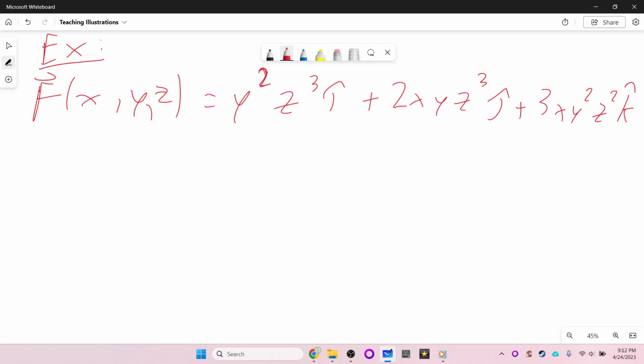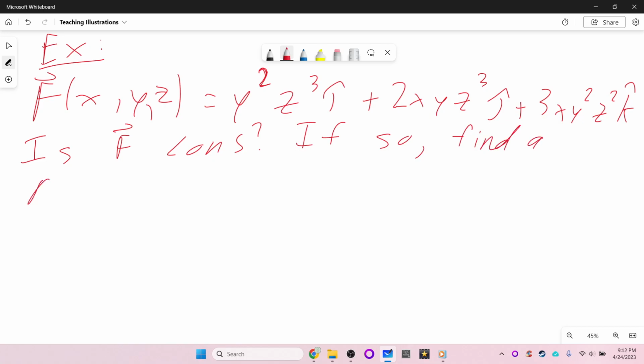And the question might ask, is f conservative? If so, find a potential function. And so testing if it's conservative is a good thing to do right away, even if you weren't asked.